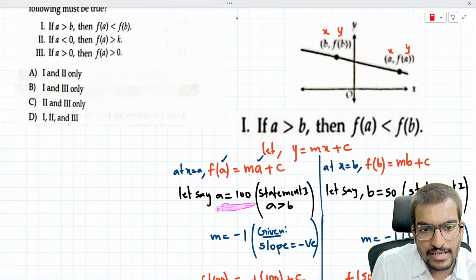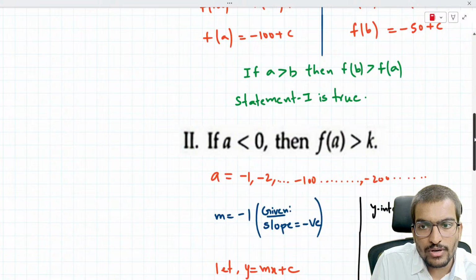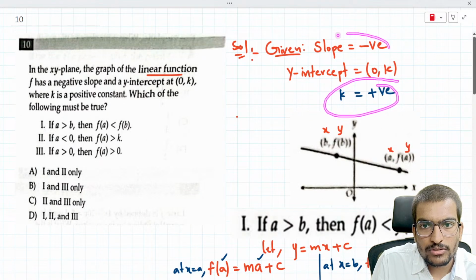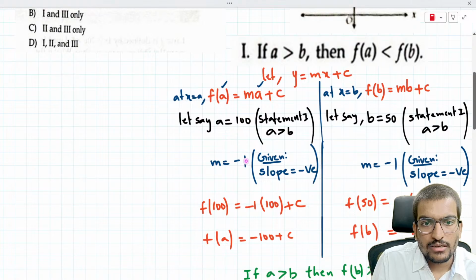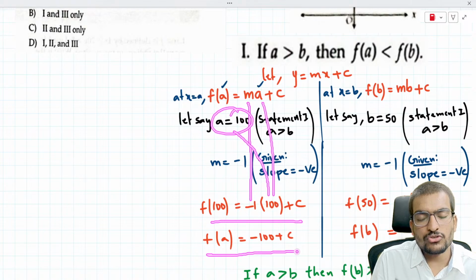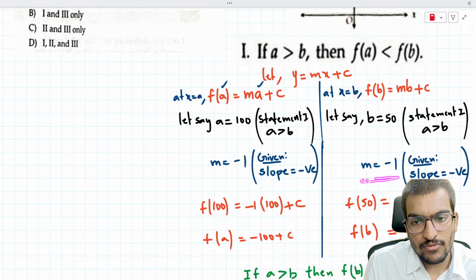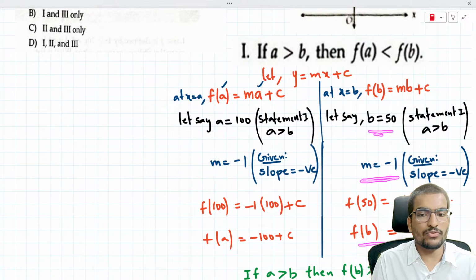So let's consider a value 100. If a value is 100 and we also know that the slope is negative from the given question. So what I did here, slope is -1 and a value we consider as 100. So we got f of a equals -100 plus c. In the same way, slope is negative and I substituted 50 in the place of b. I got f of b equals -50 plus c.